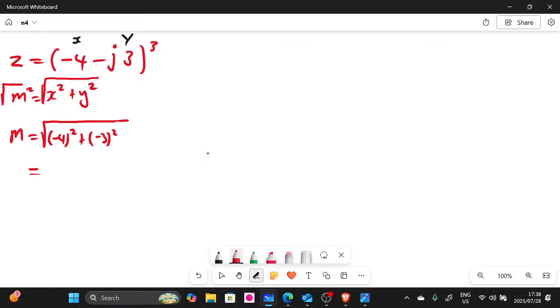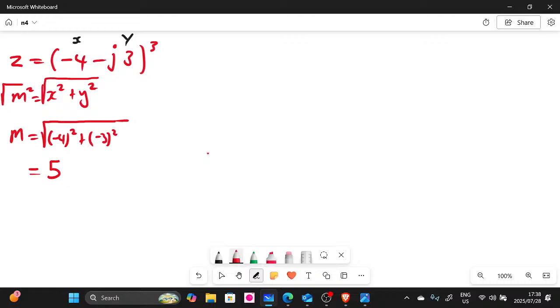So I'm going to put this on my calculator. Hope you guys are doing the very same thing. -3 to the power of 2, there we go. So what I'm getting here is 5, guys. I am getting 5. So this is our modulus. Our modulus is 5. Now we need to calculate the argument.